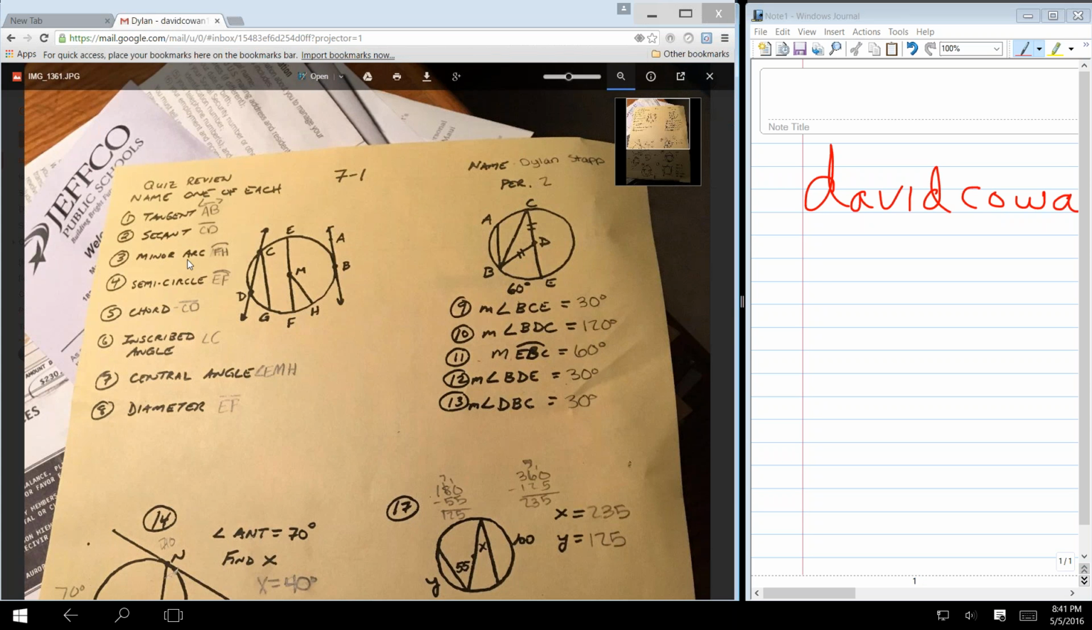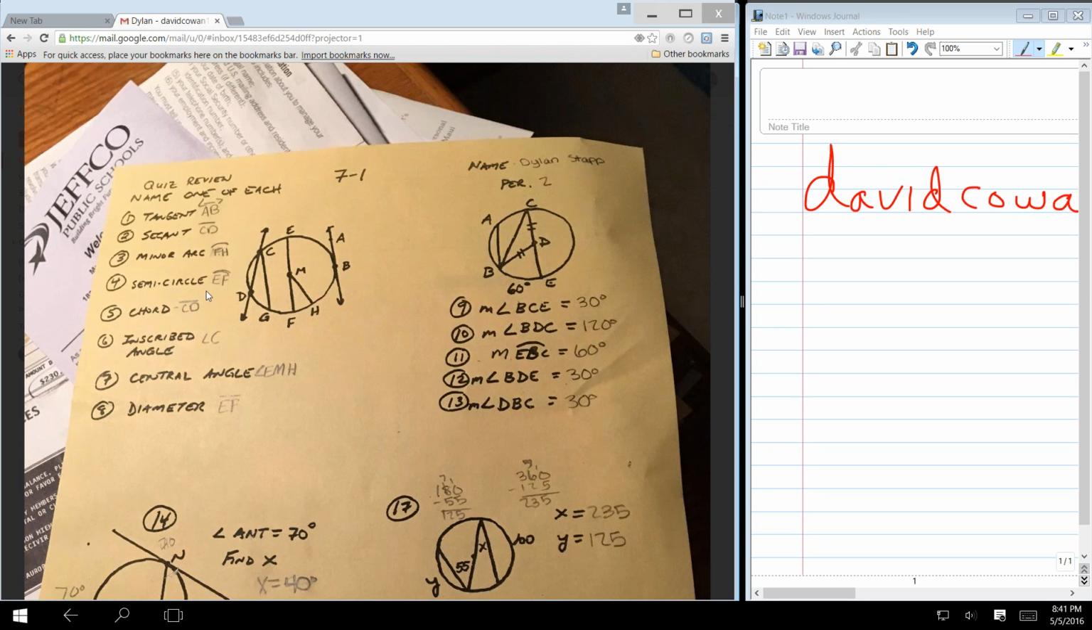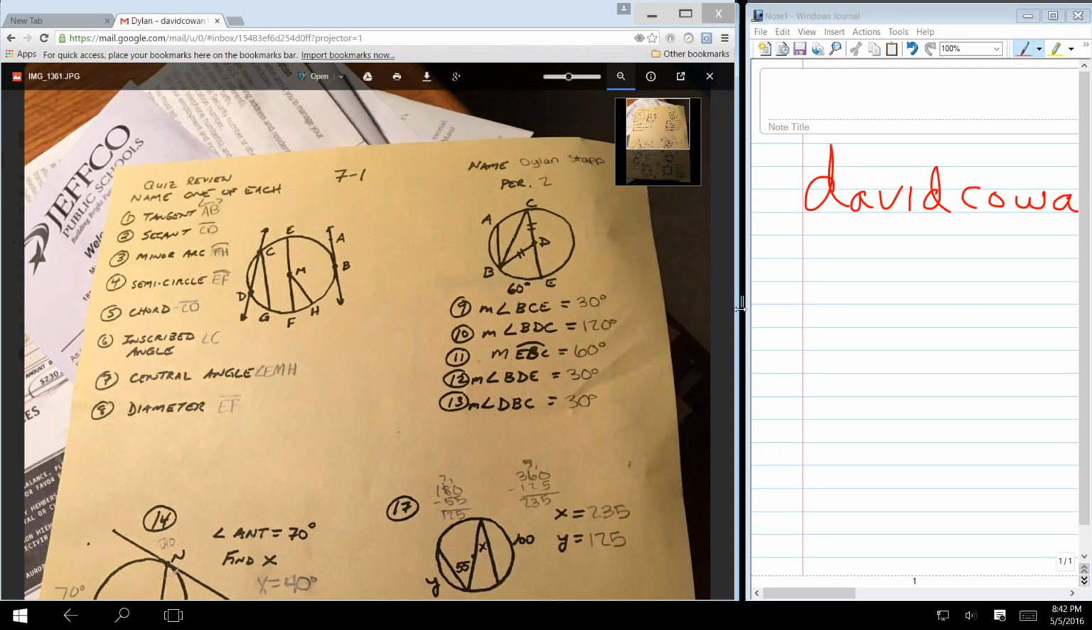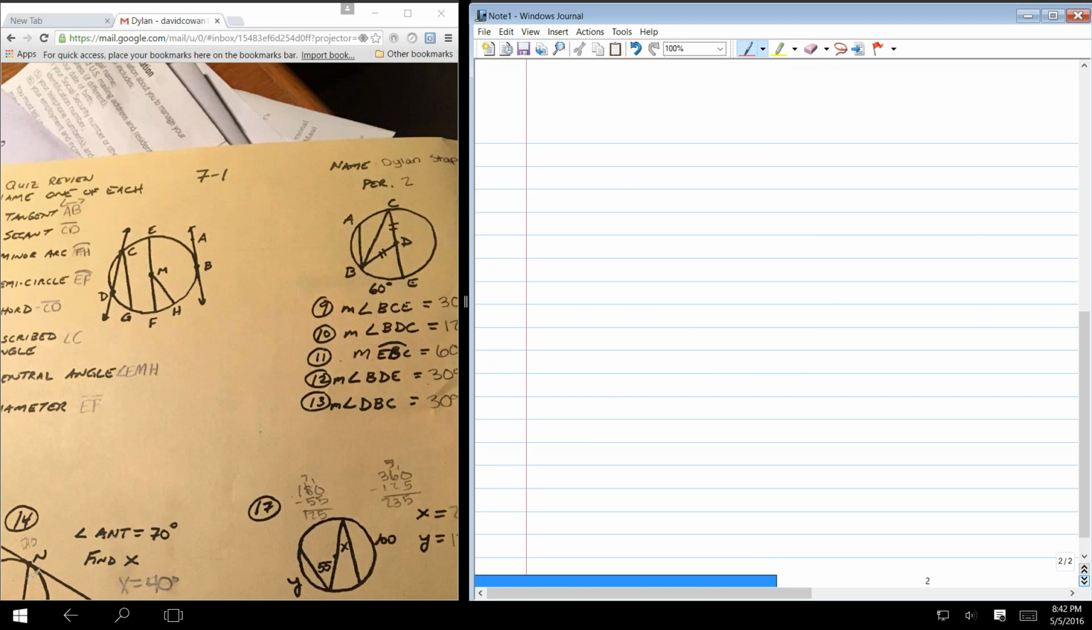Minor arc, that's an arc less than 180 degrees. FH is such an arc. Semicircle, arc EF. Now, there is one problem with only using two letters. Let me show you what that problem is.